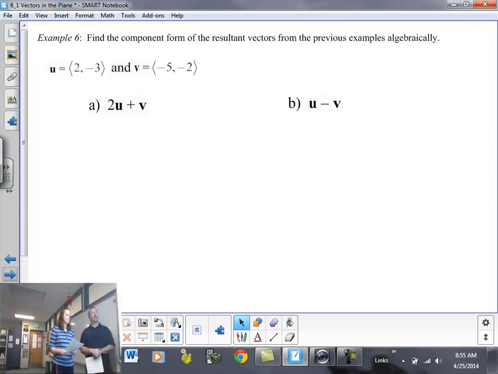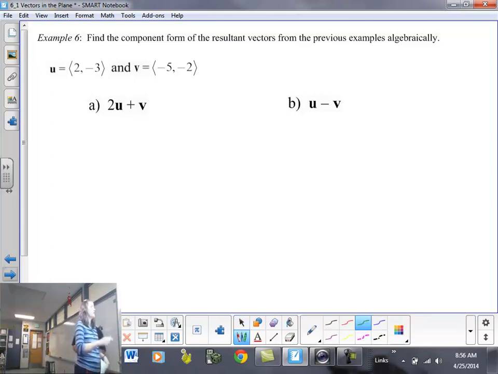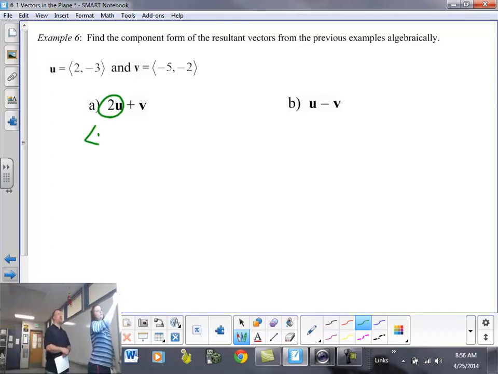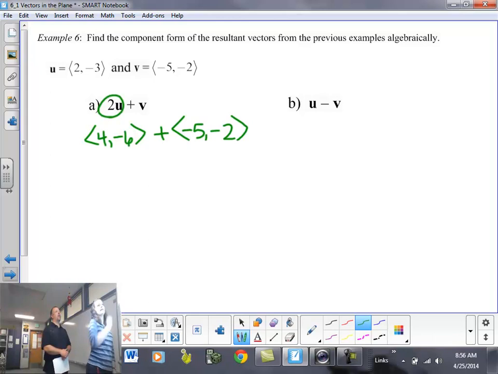So how do we actually do this? We just do the arithmetic that we see right here. If I'm going to take 2u, we're just going to double vector u. Originally that meant we went 2 to the right and 3 down, and then 2 to the right, 3 down again, which was 4 to the right and 6 down. And to that, we're going to add the vector v, which is -5, -2, and that's literally combining like terms, adding the common components, the horizontal component and the vertical component.